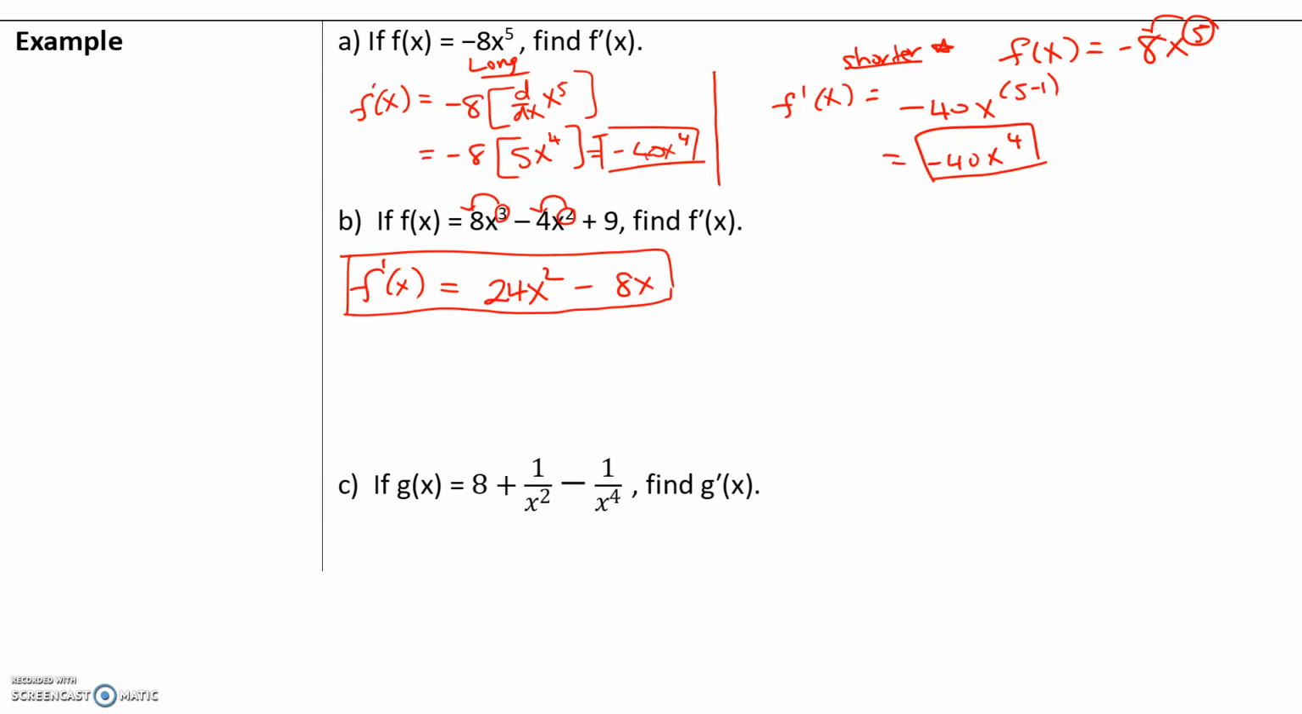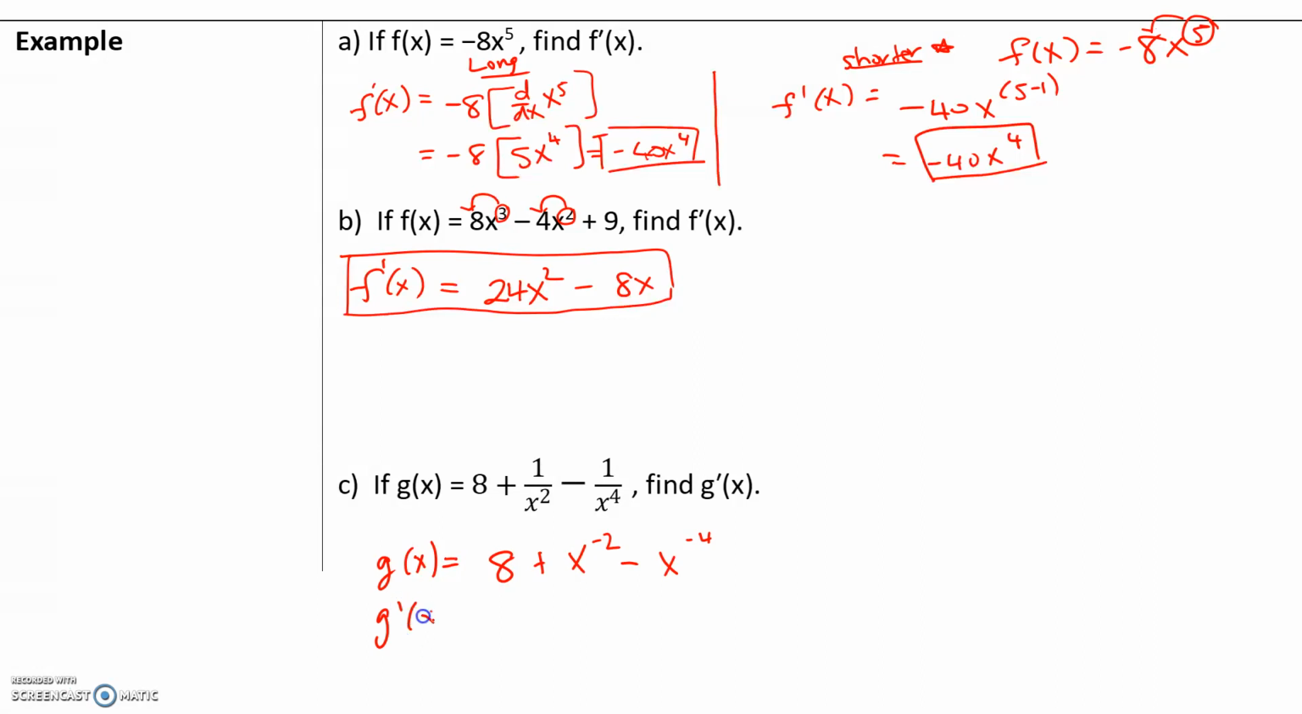Let's take one more. g of x is equal to 8 plus 1 over x squared minus 1 over x to the fourth. First of all, we need to remember our rules. We need to rewrite any variable on the denominator. We need to move it to the numerator. So this becomes 8 plus, if this moves to the numerator, it becomes x to the negative second, minus, if this moves to the numerator, it's going to become x to the negative fourth.